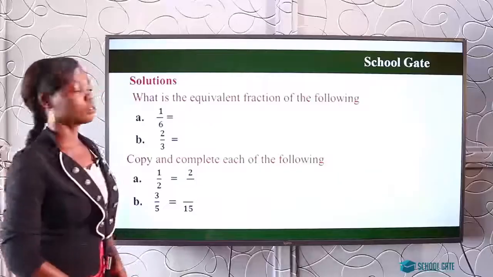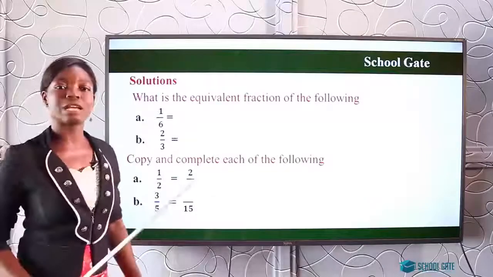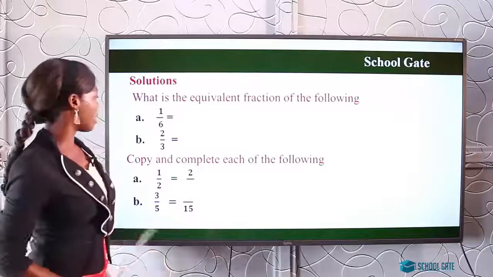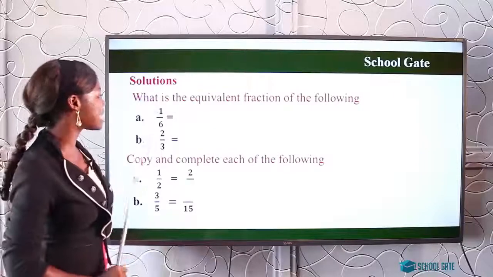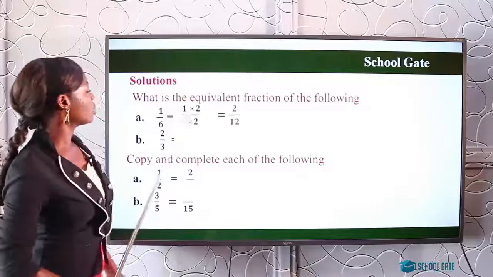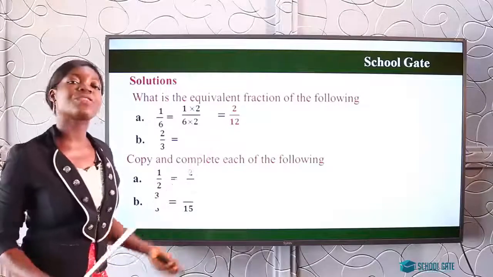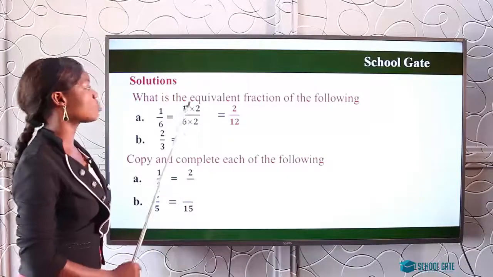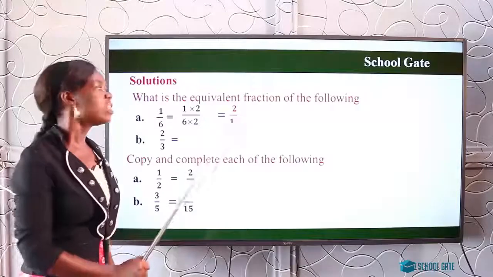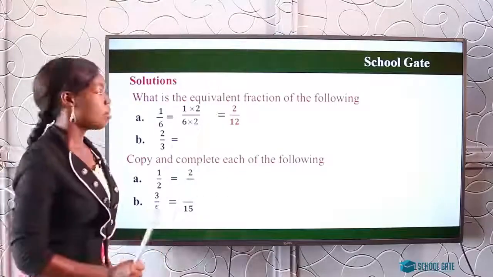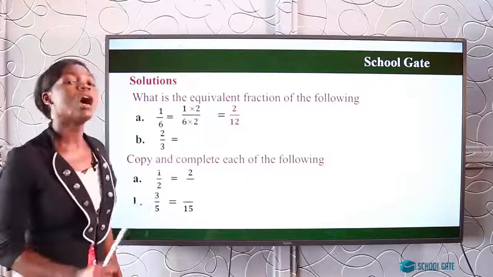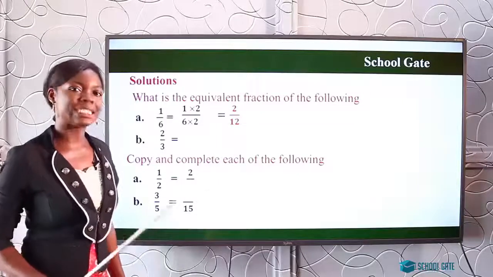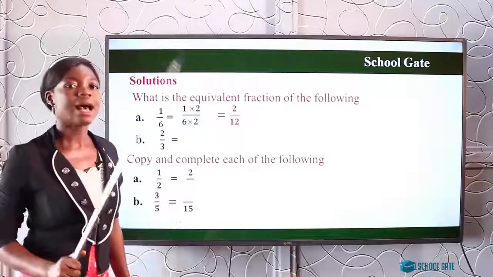All right, kids, our solution. 1 over 6. Now, you can make use of any number to multiply or to divide. Make sure it's the same number. So for this, we are going to be making use of multiplication, okay? So we made use of 2 here. Maybe you made use of 3, you will still get the correct answer. 1 times 2 will give us 2. Then this 6 multiplied by 2 will give us 12. So even if you didn't get 2 over 12 as your answer, maybe you multiplied this by 3. Just make sure the number you used to multiply the numerator is the same number you used to multiply your denominator. So if you got your answer correct, clap for yourself.